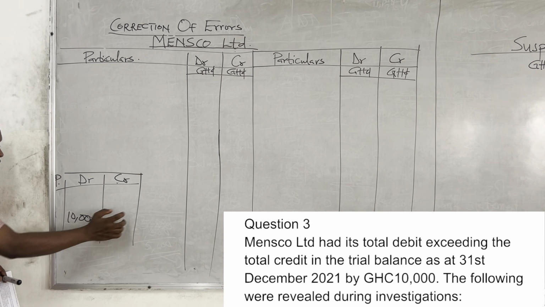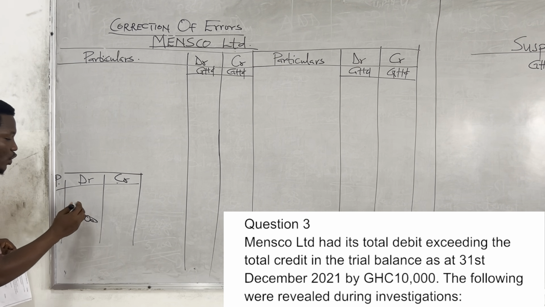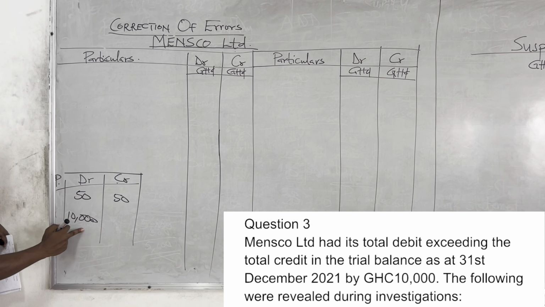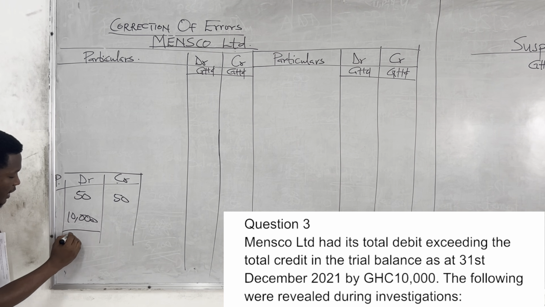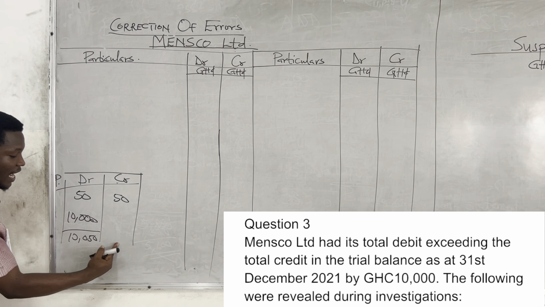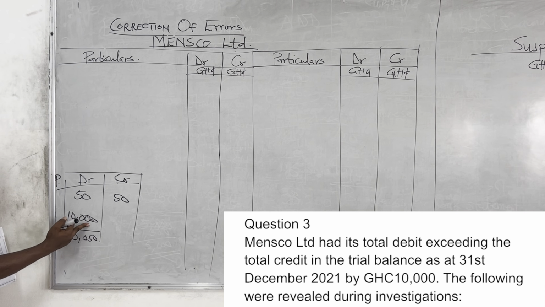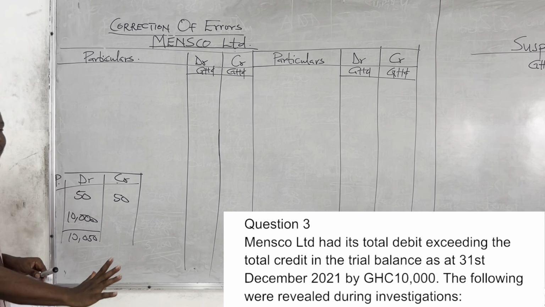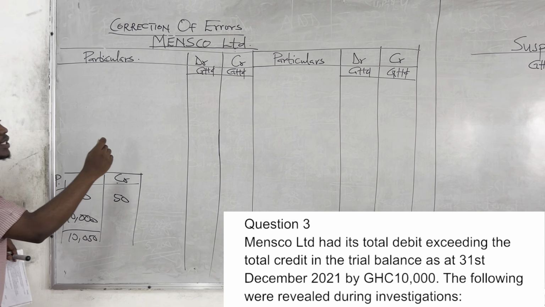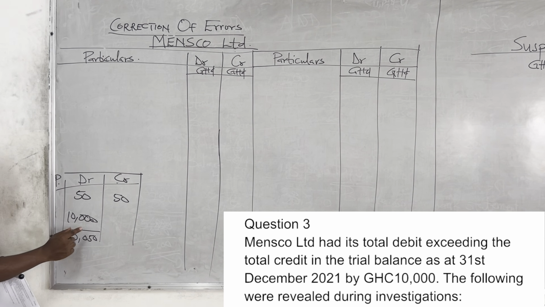We had 10,000 difference. So let's say we have 50 and 50. And right now we have a difference of this. So it means this is 10,000 and 50. And here we only have 50. So the difference is 10,000. Since trial balance always has to balance itself, we have noticed that this is the mistake that we made. So we have to put this 10,000.